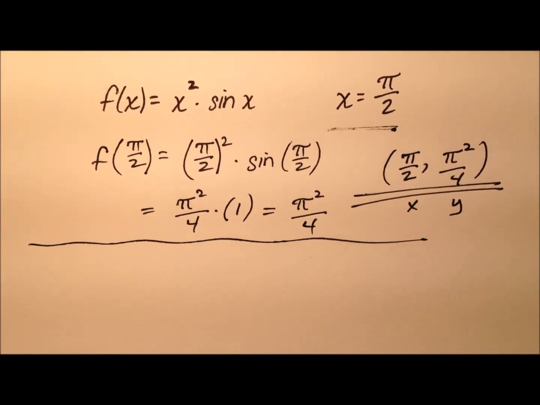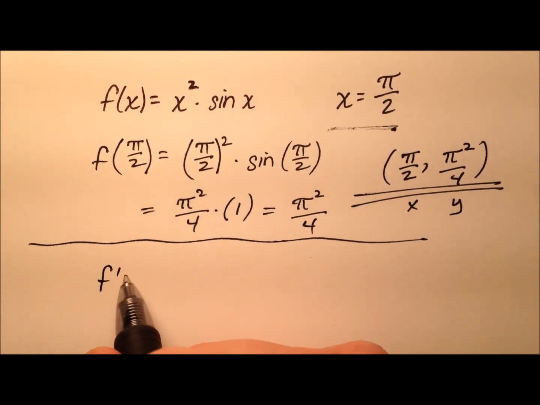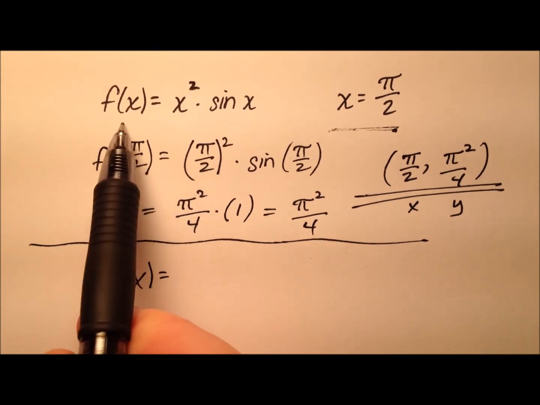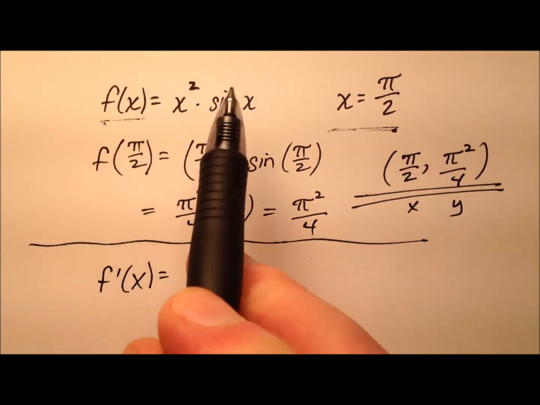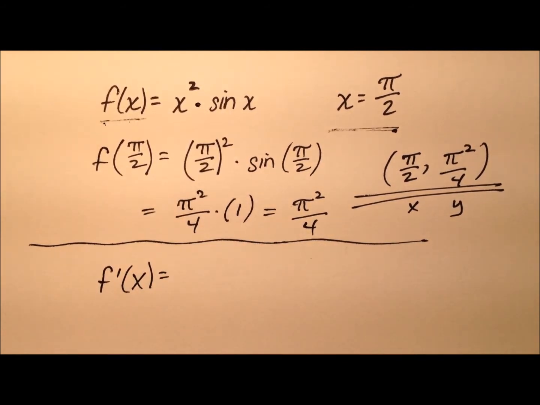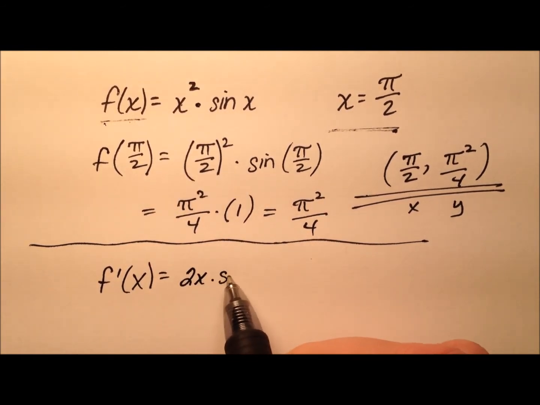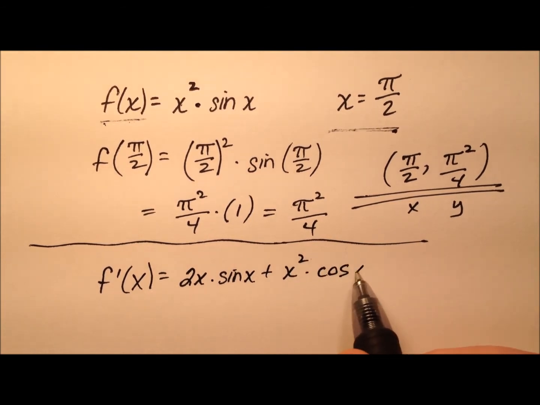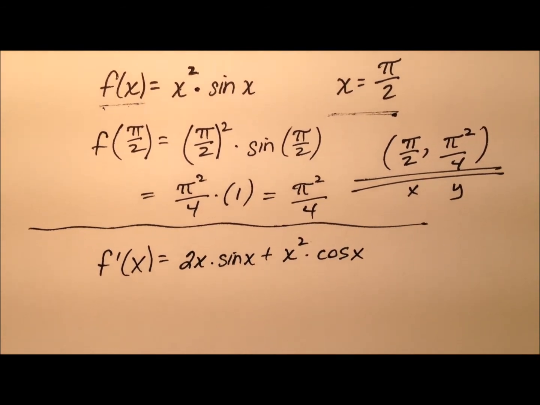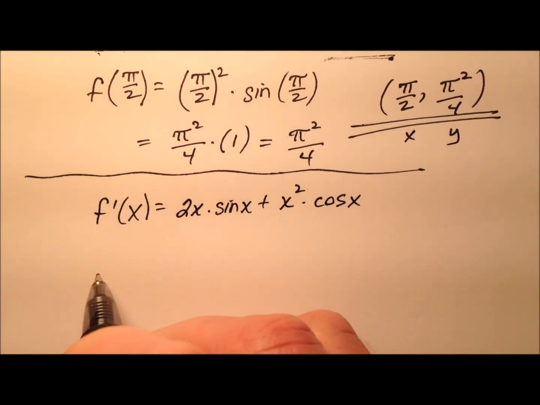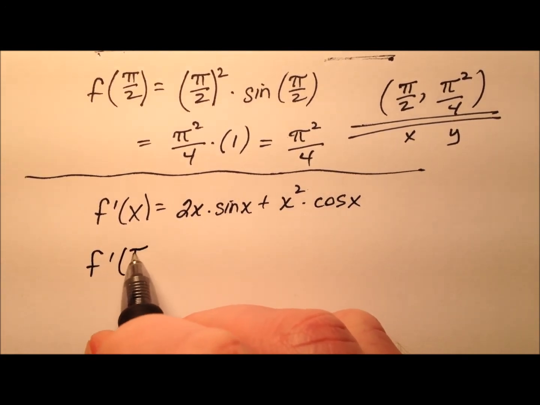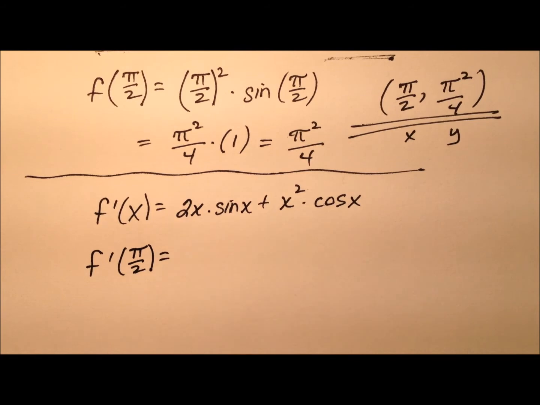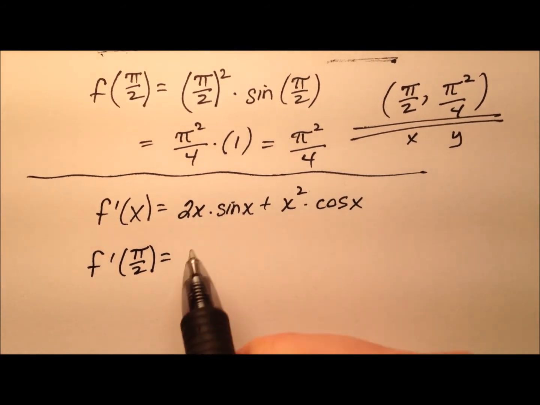Okay, so the other thing I need to write the equation of this tangent line is the slope. So in order to find the slope, I'll first need to find the derivative here. And it looks like I'm going to use the product rule. So it's the derivative of the first times the second plus the first times the derivative of the second. Okay? So now let's go ahead and plug that pi over 2 in, and that was our x value, and that will give us the slope at that point.